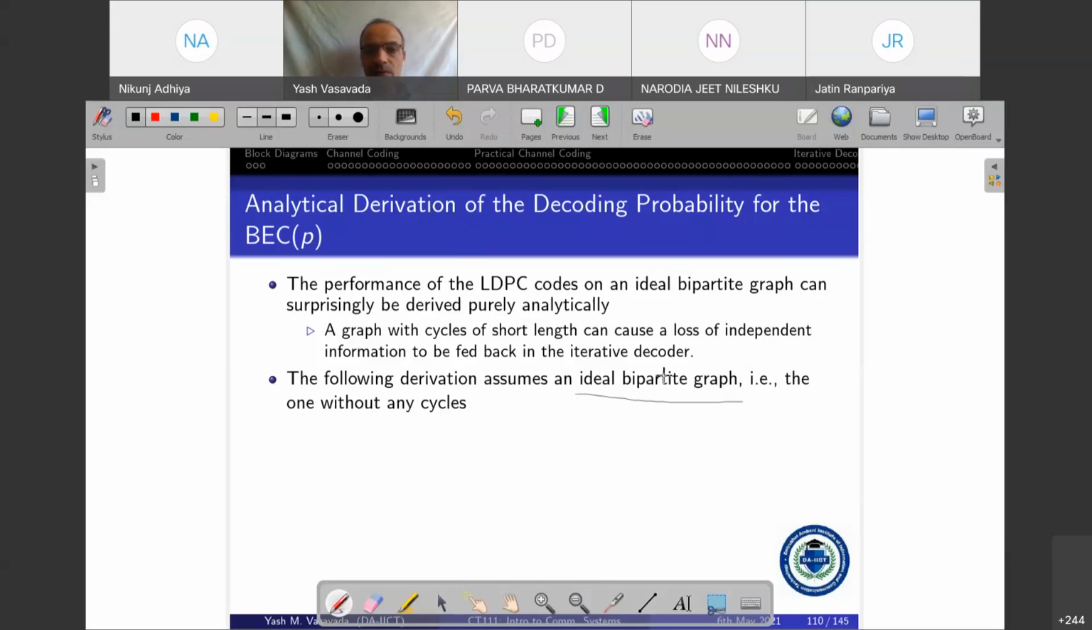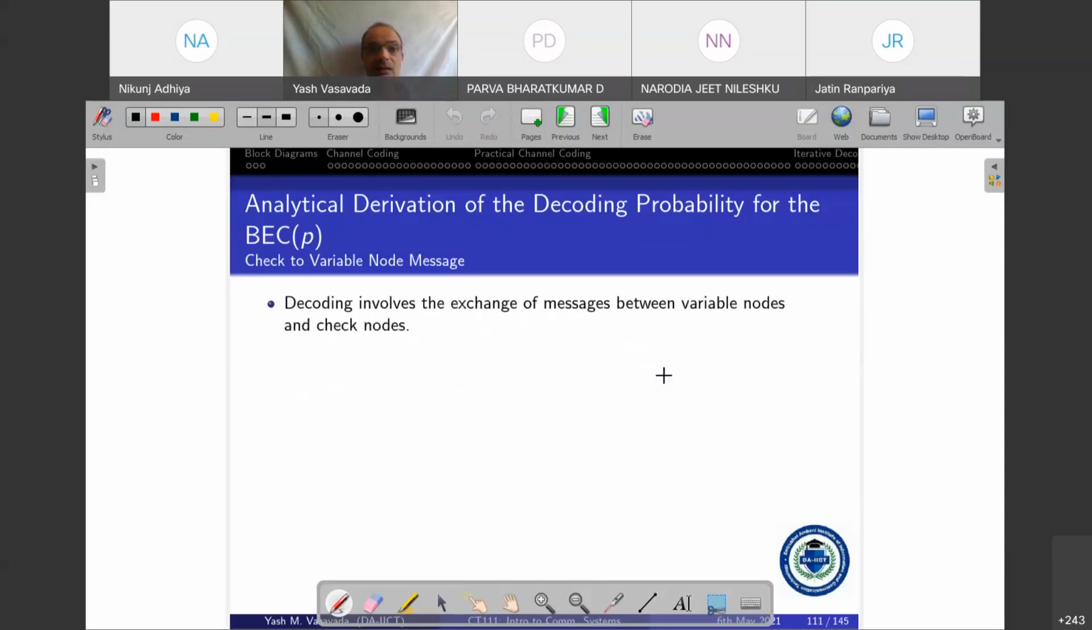Okay, so when we go over this derivation, you're going to keep that type of iteratively expanding graphical structure in mind, okay, that perspective view that we have. Okay, so let us first look at what is happening on the check to variable nodes.